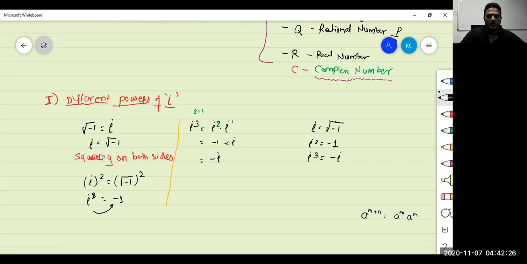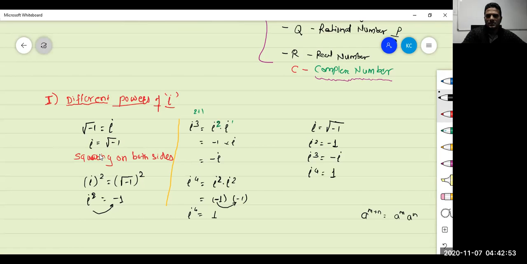Now next, i raised to 4. i raised to 4 can be written as i square into i square. The value of i square is minus 1, once again i square is minus 1. So minus minus becomes plus 1. So i raised to 4 is plus 1.